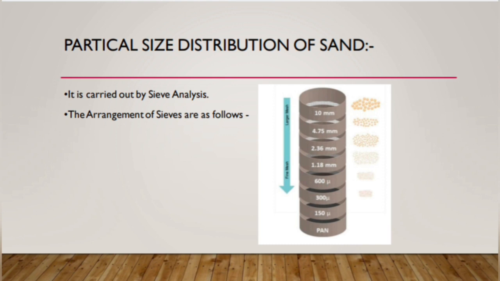Now we'll see the particle size distribution of the sand. It is carried out by sieve analysis. The sieves are arranged in descending order as shown in the figure. Then it is shaken. The material retained on a particular sieve is considered as that size of particle. In this way, the particle size distribution of the sand is carried out.